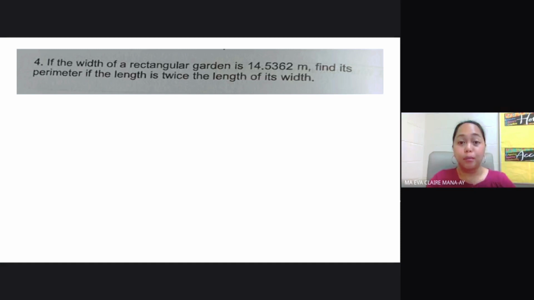Now we go to number 4. If the width of a rectangular garden is 14.5362 meters, find its perimeter if the length is twice its width. Okay, there is actually a problem with the words that you have here in your questions. It should be if the length is twice its width, okay? You can also solve the perimeter of your rectangle by using the following formula. That would be perimeter equals 2 times the quantity length plus width.